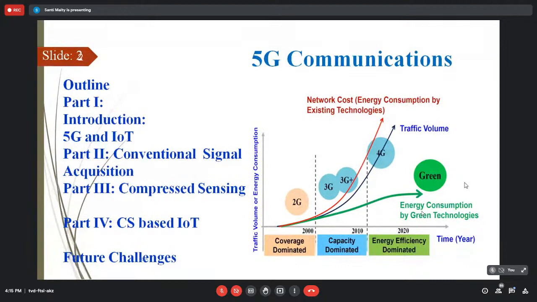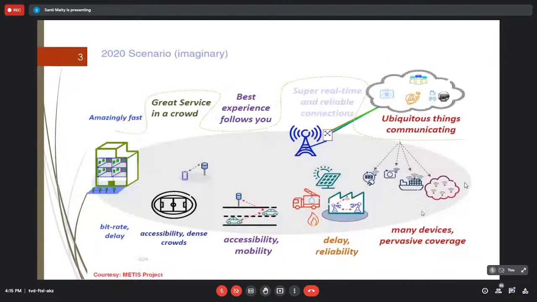Okay, so as I said in the first slides, the trend in communications is changing from coverage dominated to energy efficient system designs. Now, if we see the vision for the 2020 scenario, what is expected from telecommunication is that there should be many service oriented applications, with billions of devices connected worldwide, to be realized.